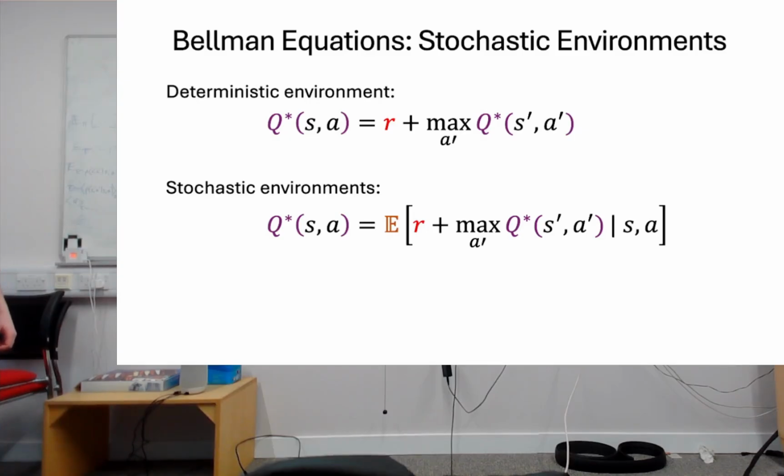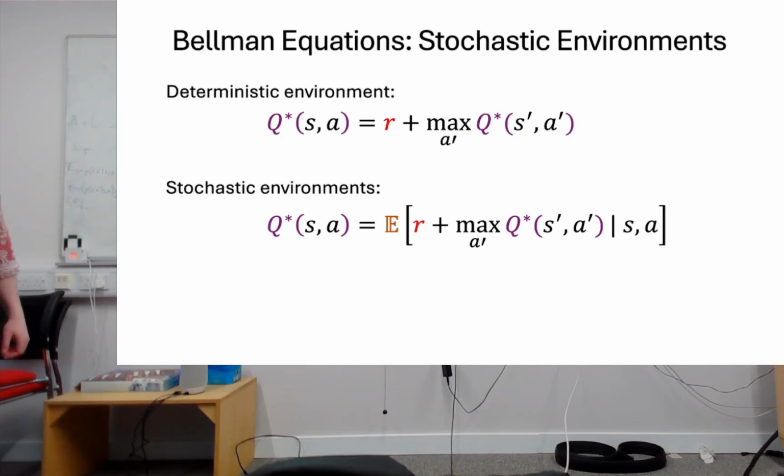So this is an expectation over R and S prime, so reward and next state, given that I'm in a certain state and I perform a certain action. Does that make sense? So I condition on being in a certain state and performing a certain action, and I'm going to take an expectation over all of the transitions I can experience, or the reward and next states that I can end up in.